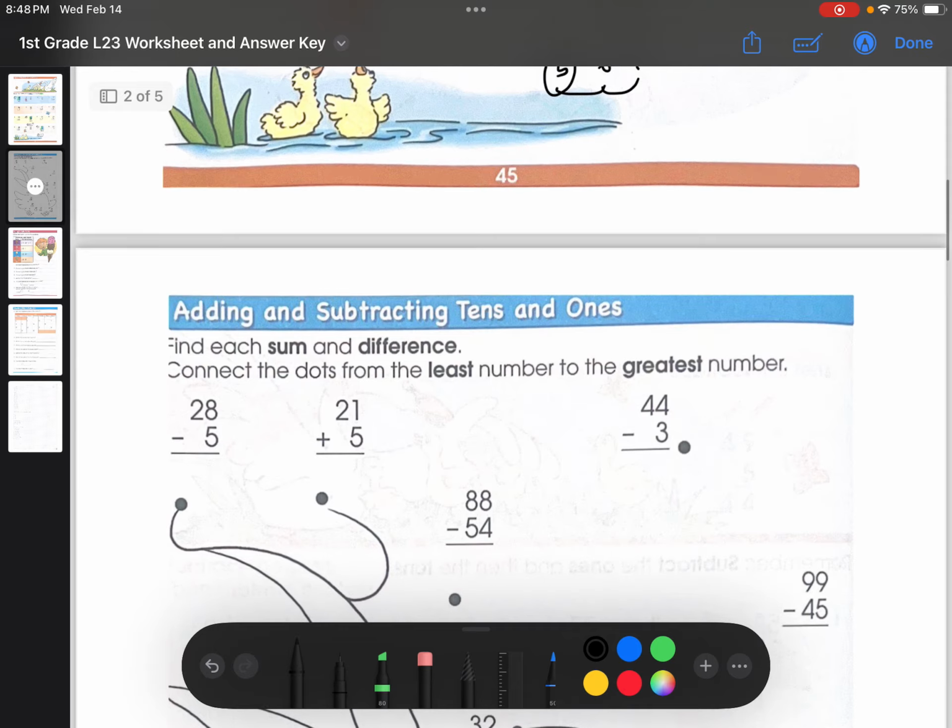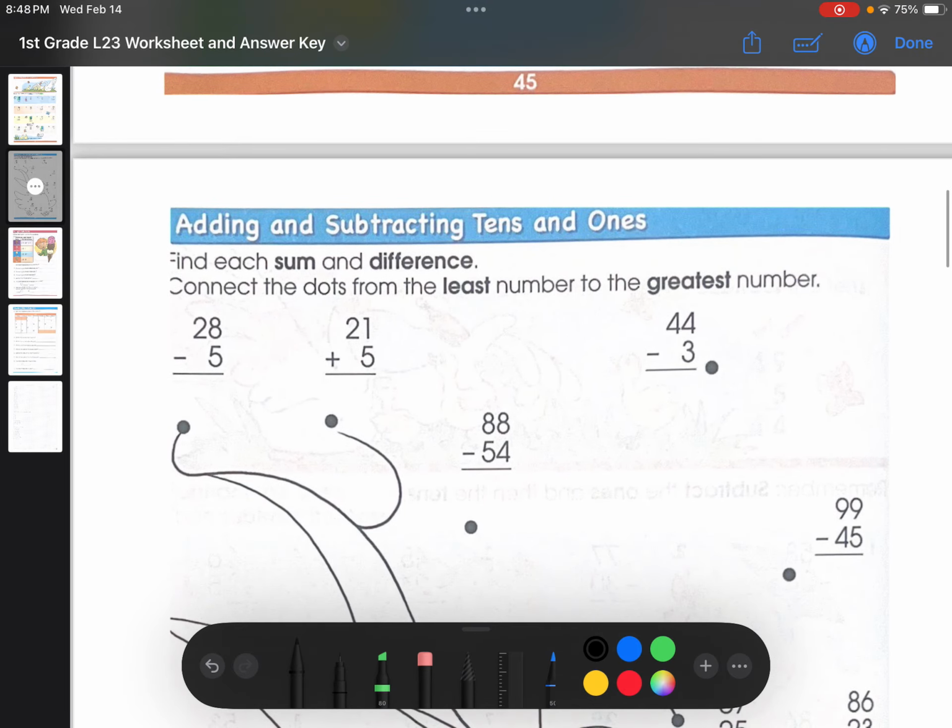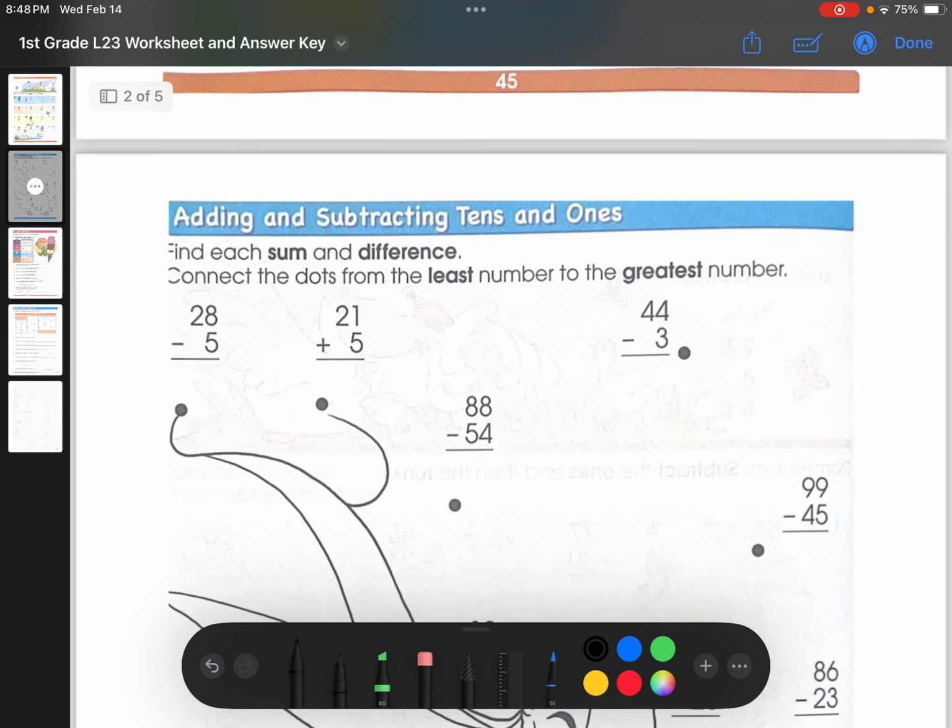Alright, now we're going to move on to adding and subtracting tens and ones. Find each sum and difference, connect the dots from the least number to the greatest. So let's just start with this first equation right here. 28 minus 5. We do the ones place first. So 8 minus 5 is 3. If you can't do it in your head, count backwards.